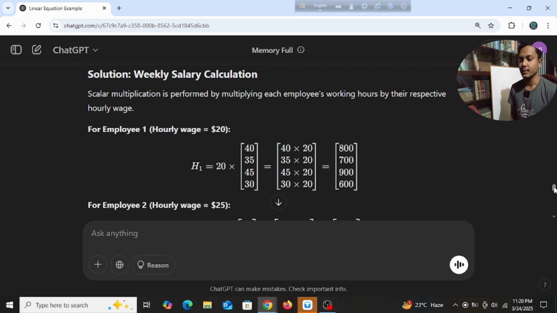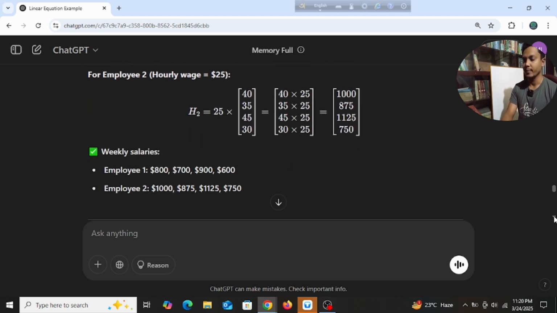This is very easy, guys. Scalar multiplication is performed by multiplying each employee's working hours by their respective hourly wage. So for employee 1, all the values will be multiplied by 20, so we get this result. And for employee 2, we multiply by 25, so you can see the results here.